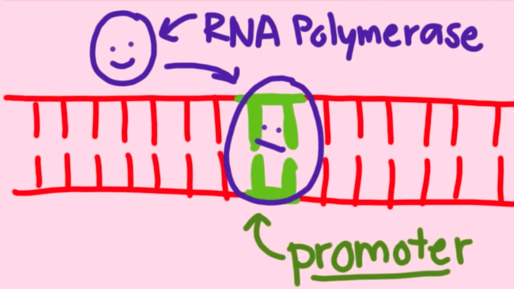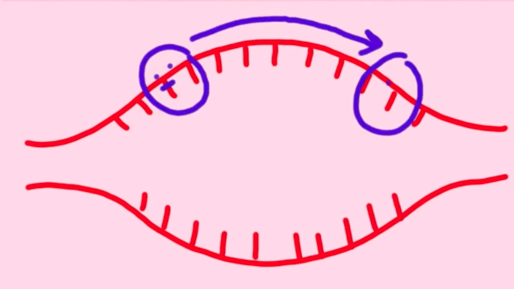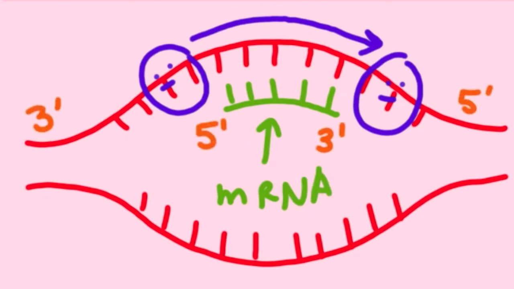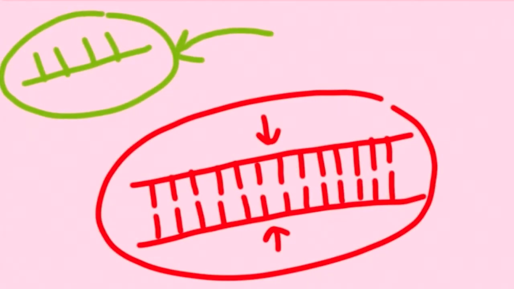From this point on, the second step of transcription, elongation, occurs. In elongation, RNA polymerase reads down the DNA molecule until a stop sequence is eventually reached. Once the stop sequence is reached, the third step of transcription, termination, occurs. In termination, RNA polymerase releases the mRNA molecule and closes the DNA.